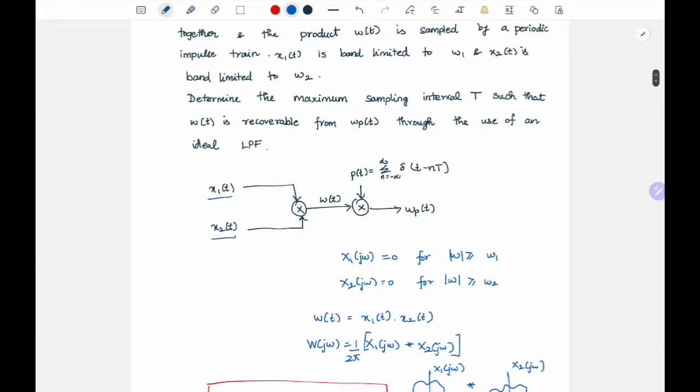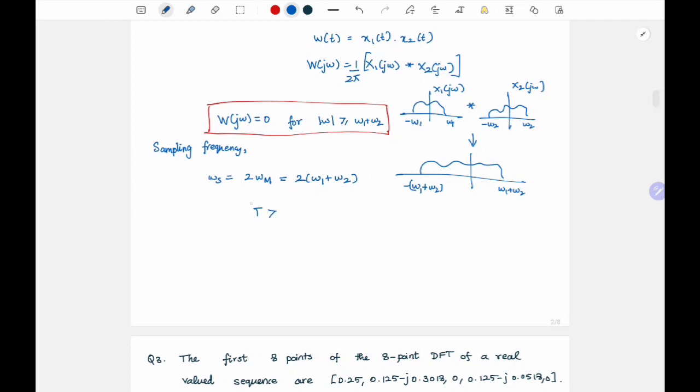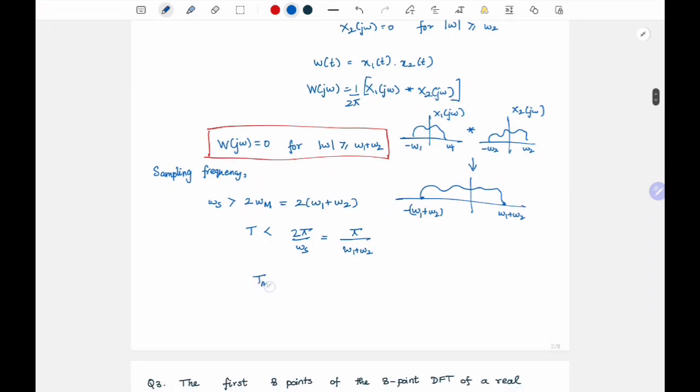And what they're asking for is the maximum sampling interval. So my T should be greater than or equal to, since we can also consider equal to, because at omega 1 and omega 1 plus omega 2 itself, it is going to 0. So anyway, my T should be less than or equal to 2 pi by omega s, which is nothing but pi by omega 1 plus omega 2. So my maximum sampling time period is pi by omega 1 plus omega 2.